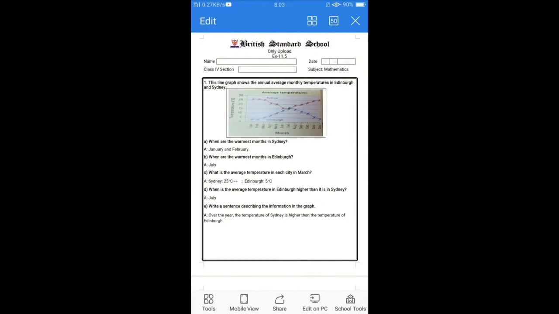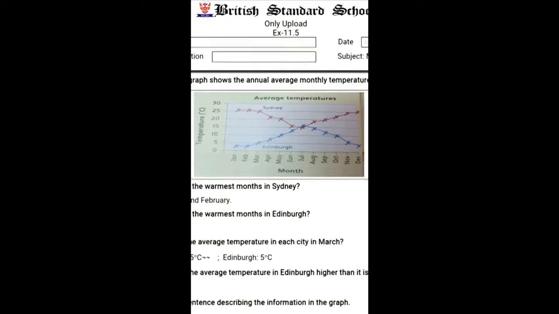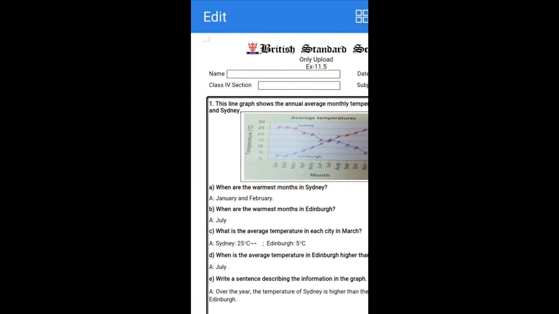If we follow the exercise work, first they say the line graph shows annual average monthly temperature in Edinburgh and Sydney, two cities. Edinburgh is blue color. Remember the color, that would be very helpful for you, because that could be confusing. Red color is Sydney. Sydney is quite the hottest, but Edinburgh is the coldest. The first basic idea, you're going to remember that.